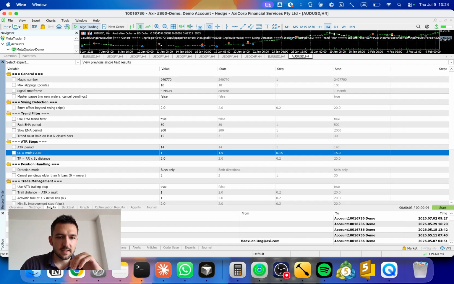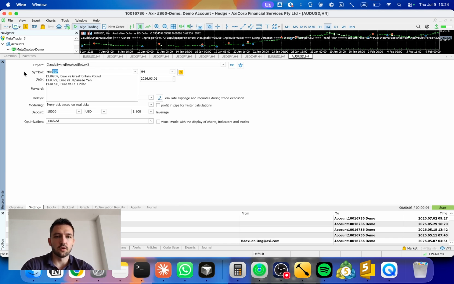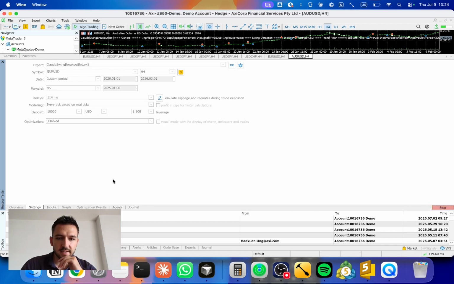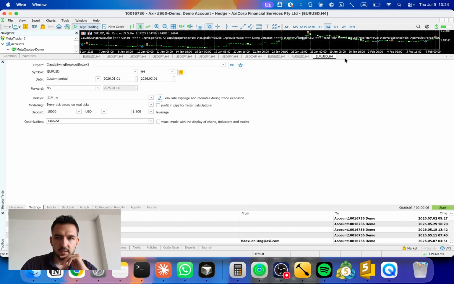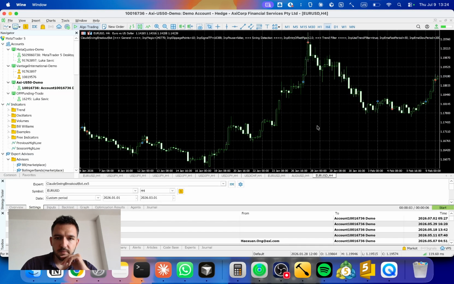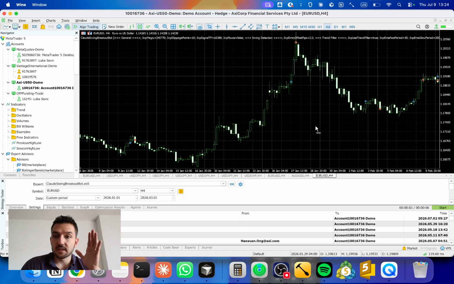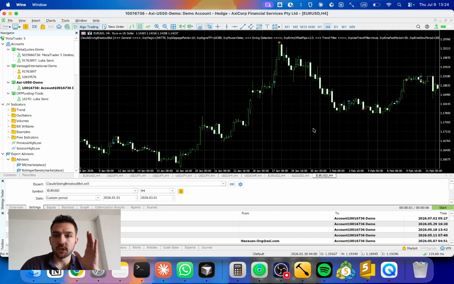So let's start with buys only and let's go to Euro US dollar. So Euro US dollar first 3 months, let's start the backtest. As you see, it works and it finished fairly quickly. And first, let's see the trades. So let's see if the trading bot was done properly.